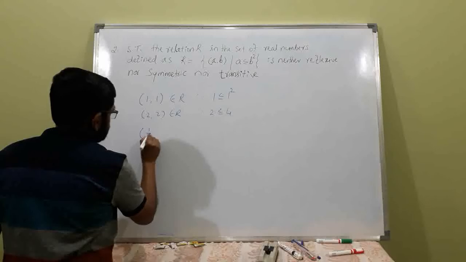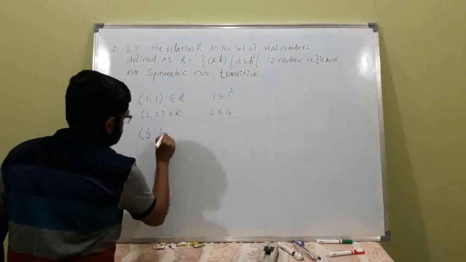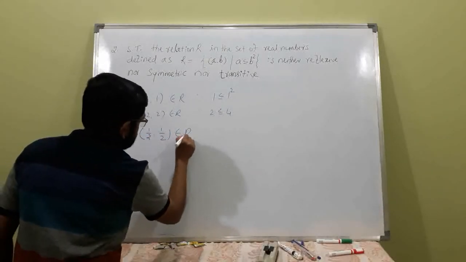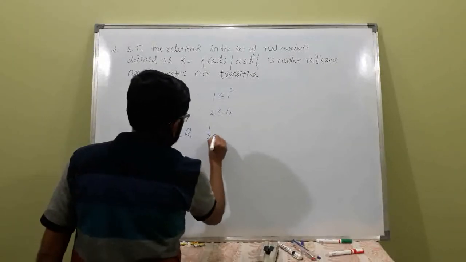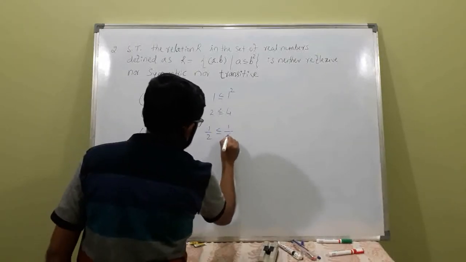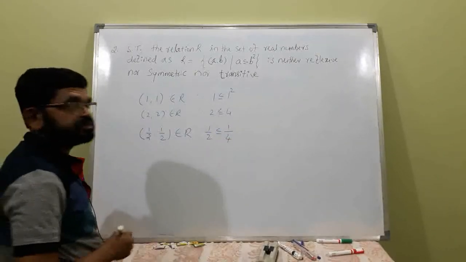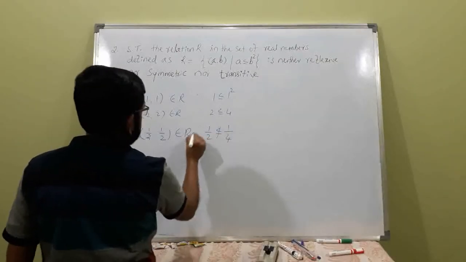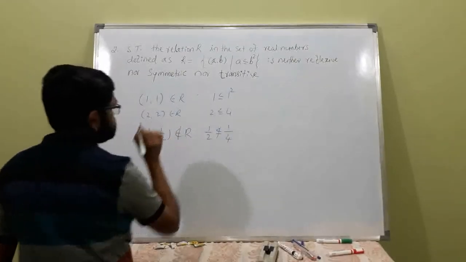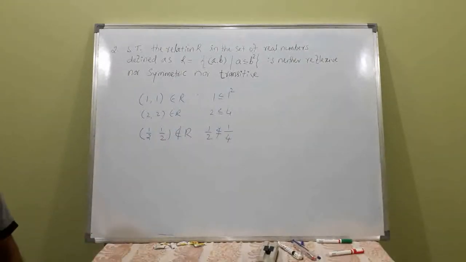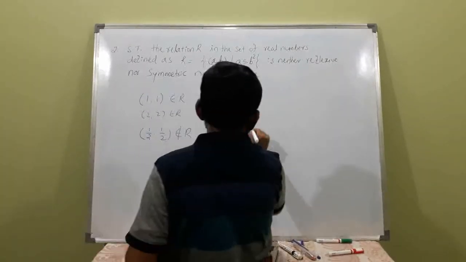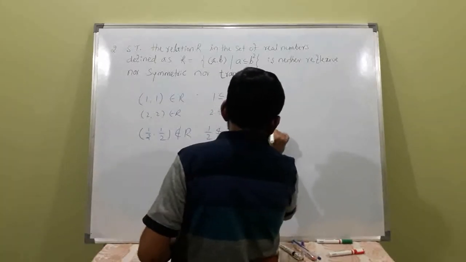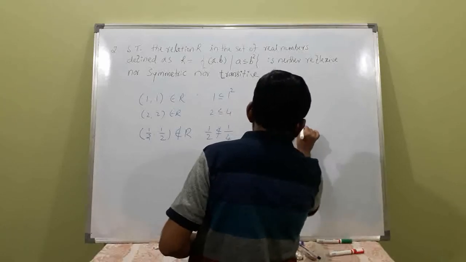Say 1 by 2. Does (1/2, 1/2) belong to R or not? So 1/2 is less than or equal to 1/4. That is not possible. So (1/2, 1/2) does not belong to the relation. So R is not reflexive.